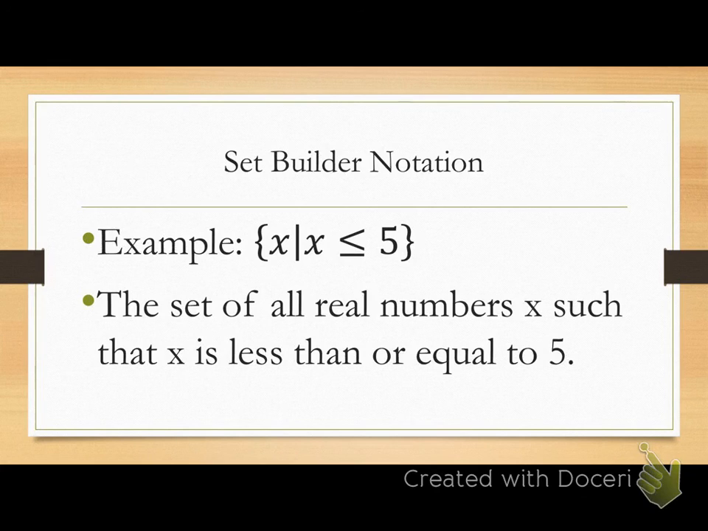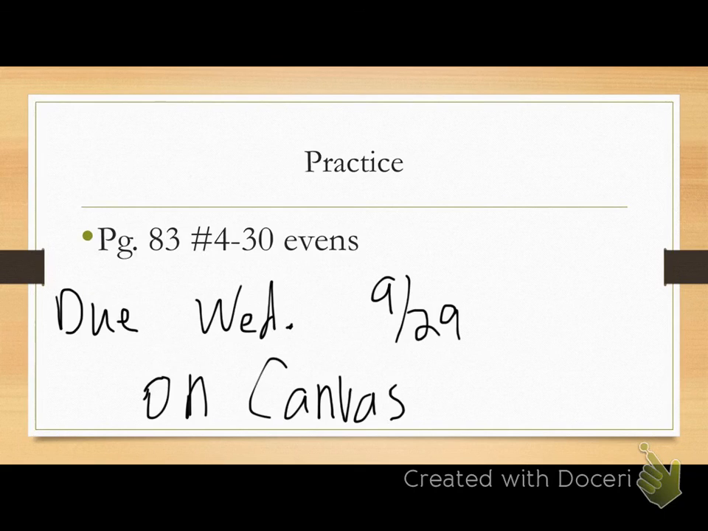Can I go ahead and move on to the assignment? I can come back to this slide if I need to. Here's the assignment, page 83, numbers 4 through 30 evens. That'll be due Wednesday, the 29th on Canvas. I think it's only like 14 problems. And you have 25 minutes to get this knocked out in class.